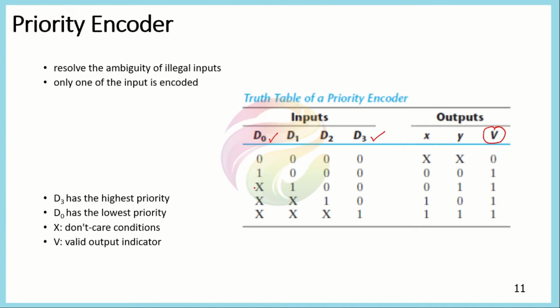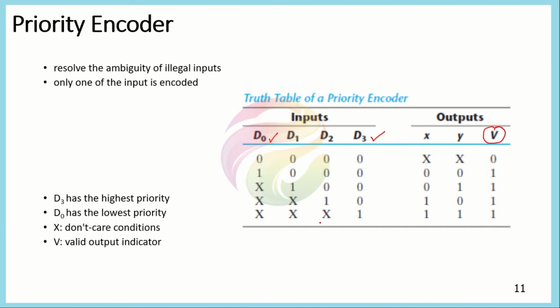For the next case, when we have d1 equal to 1, because 1 is greater than 0, we would not be considering the value of d0. Either it's 1 or it's 0, it is irrelevant to us. So we will be giving priority only to d1, and we would be assigning the outputs as 0 1. While if we have d2 equal to 1, then we will be representing all the inputs of lower subscript as x. So regardless of their values, we would be giving the output as 1 0.